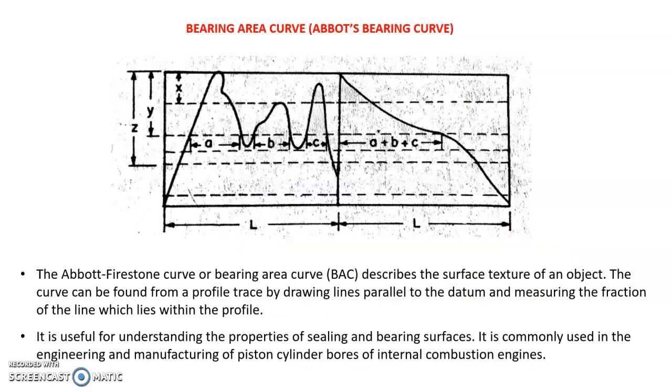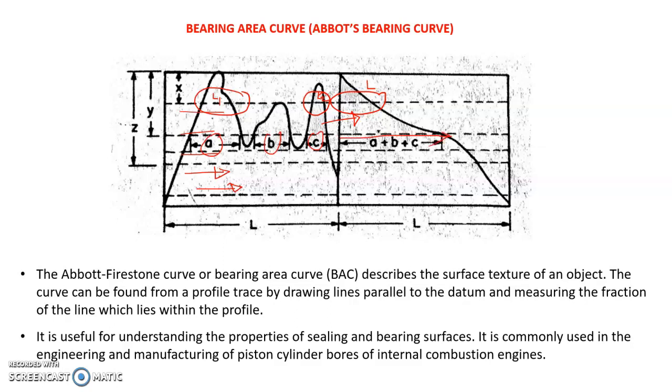In the bearing area curve method, the profile is redrawn like this with respect to the bearing area. For that we construct a number of parallel lines through the profile, and in each line we re-represent the bearing areas like this. This length L is equal to this length L1 plus L2. Similarly here also it is A, B, C, and it is added up, and this distance is obtained.